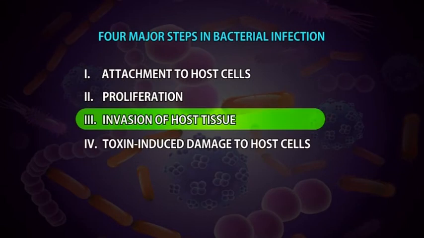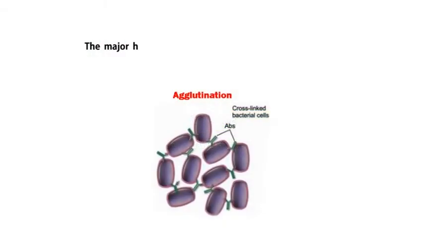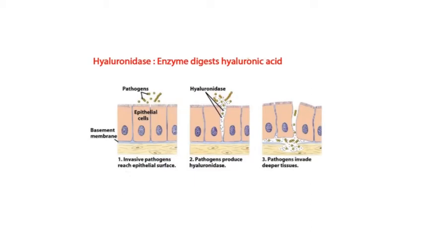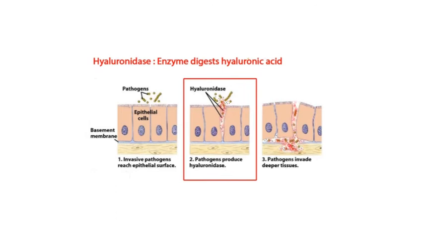Invasion of host tissue. The major host defense against invasion of host tissue by bacteria is antibody-mediated agglutination. However, some bacteria secrete hyaluronidase, which digests the hyaluronic acid present as a main component of the extracellular matrix in the tissues, and thus enhances bacterial invasiveness.